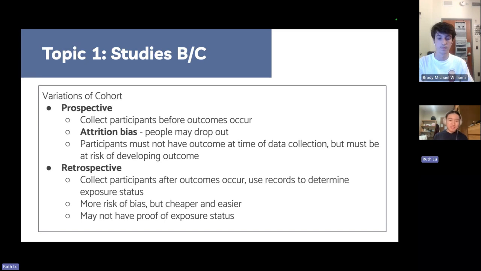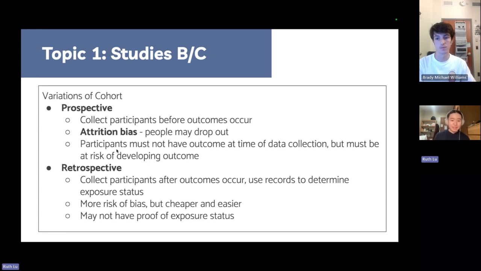There's a couple of issues with this. The biggest one is attrition bias. So for example, if people who are more sick drop out of the study because they have comorbidities that are giving them other health issues, and they just drop out, then you're going to have a biased study.